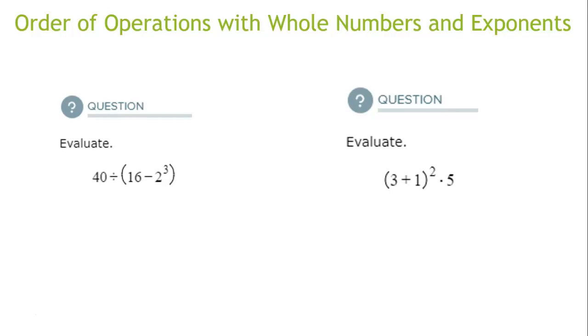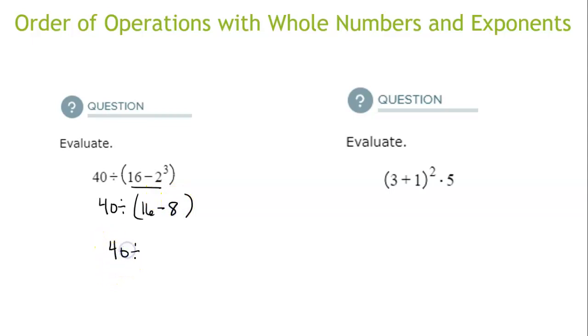It's important to pay attention to whether or not your exponent is on the inside or the outside of your parentheses. So remember, grouping symbols come first, so I'm going to bring down this 40 divided by, and I'm going to focus on what's inside here. 2 to the third needs to come before subtraction, so I'm going to bring down the 16 minus. Remember, 2 to the third is not 6. 2 times 2 is 4, times 2 is 8.